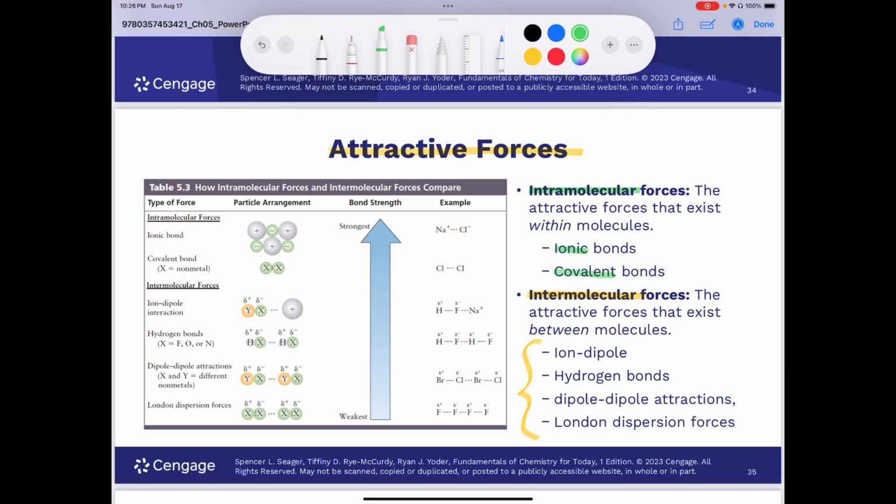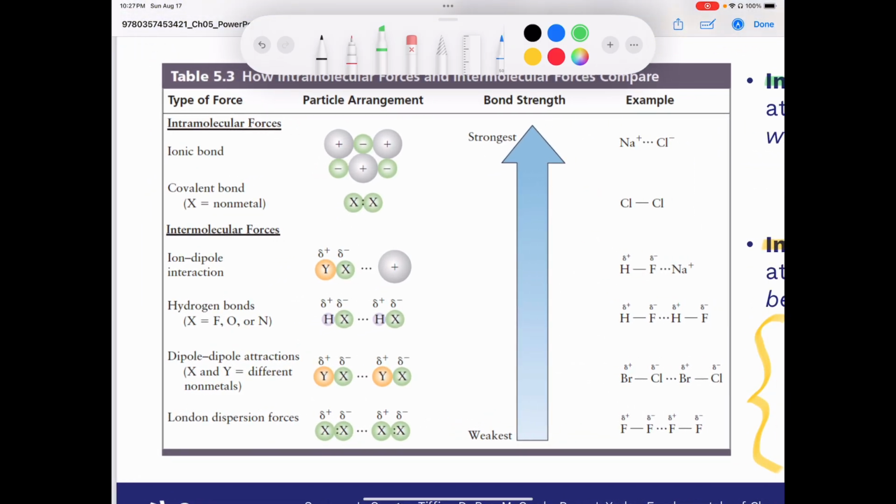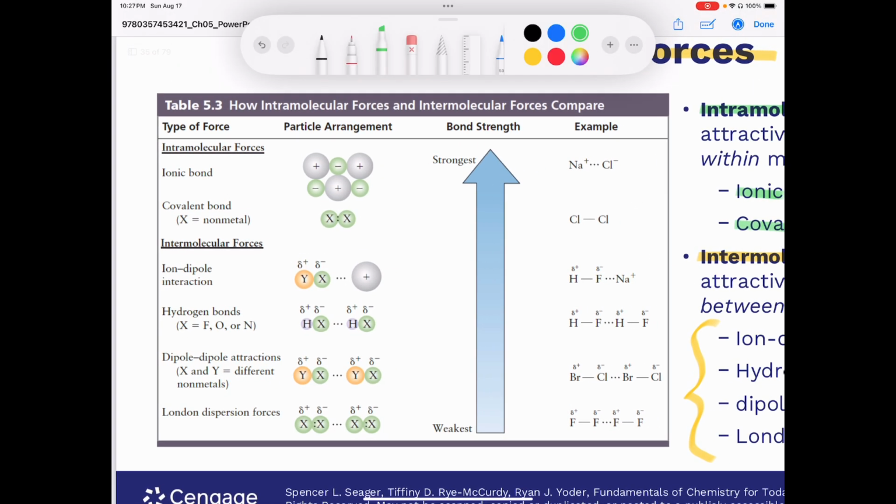But again, we're going to talk a lot about intermolecular forces in this chapter because the forces between molecules are going to govern things like melting points and boiling points. So if we go over to the table here, you see that the intramolecular forces, ionic bonds and covalent bonds, are much stronger than intermolecular forces. So ionic bonds are the strongest of all, followed by covalent bonds.